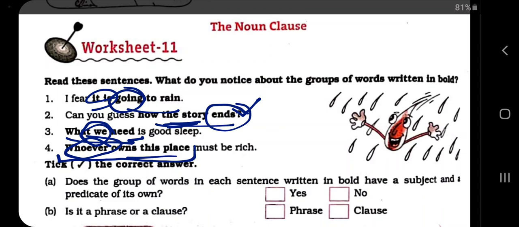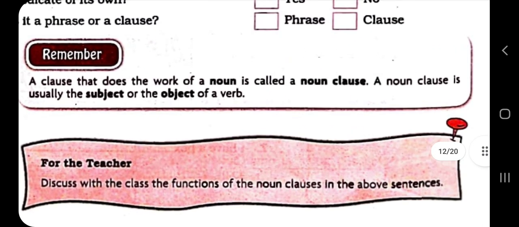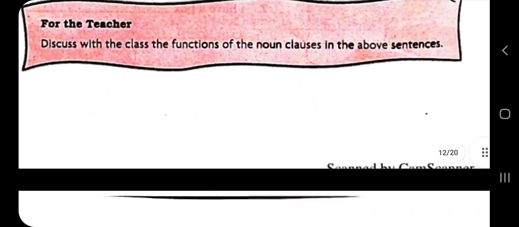Understood? Now, does the group of words in each sentence written in bold have a subject and a predicate of its own? Yes. Is it a phrase or a clause? Clause. Obviously, if it has both subject and verb, it will be a clause, never a phrase. So these are noun clauses. The clause that does the work of a noun is called a noun clause. A noun clause is usually the subject or the object of a verb. Now let's move to the next part.